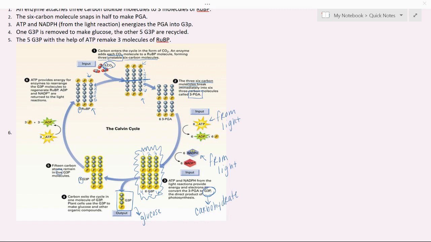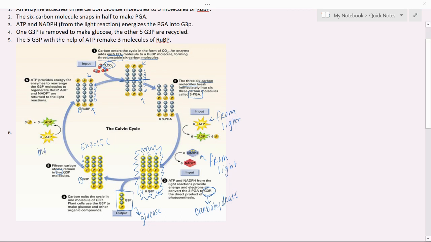So we've made our product, but now we need to use our recycled ones to go back to that first step. Whenever we take a look at these that get recycled, I just want to, again, count our carbon atoms here. We have 1, 2, 3 carbon atoms in each of these G3P molecules, and we have 5 of them. 5 times 3 gets us to 15 carbons. But if you remember, we didn't start with G3P. We started with something else.